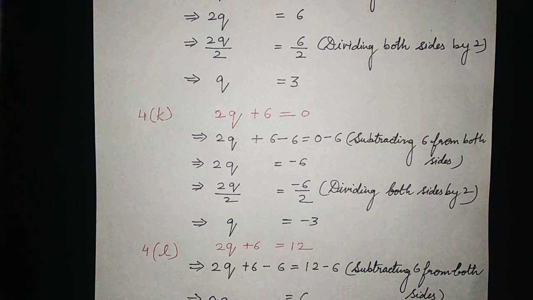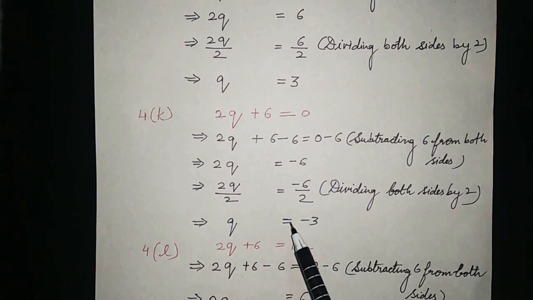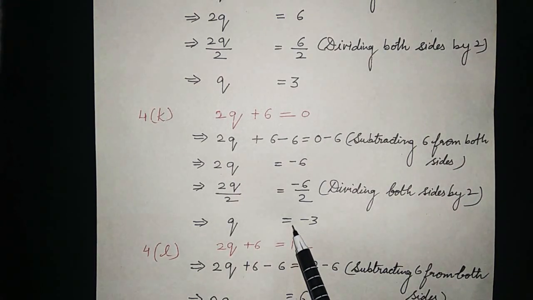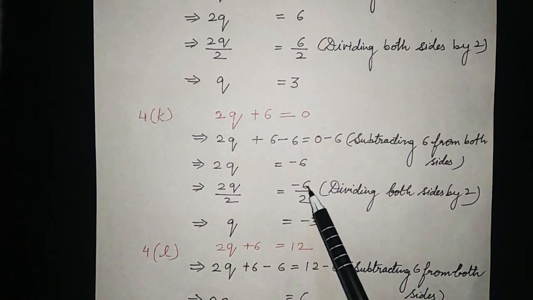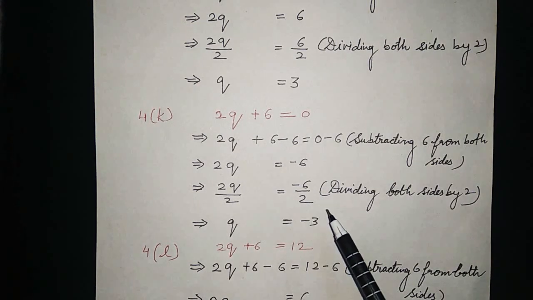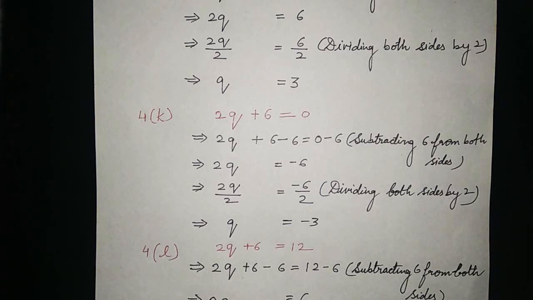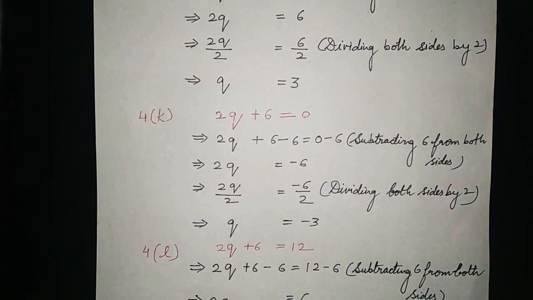Now in the next step you can see q is equal to minus 3 is coming. How is it coming? I think it is clear. Here 2 and 2 you can cancel, and if you divide minus 6 by 2, what will come? Minus 3 will come. So always keep this thing in your mind that whatever you are doing in the steps, you will mention in the bracket.